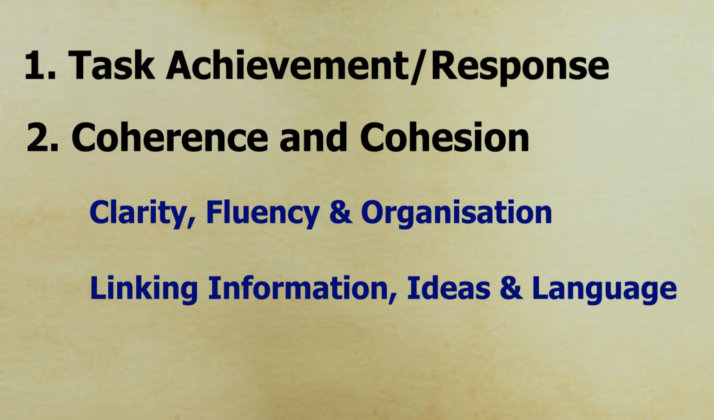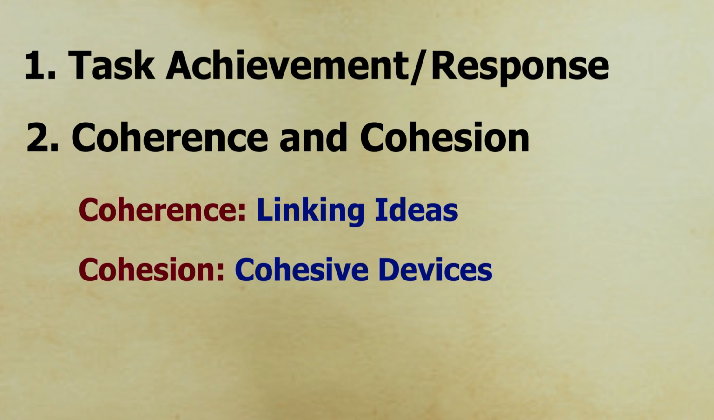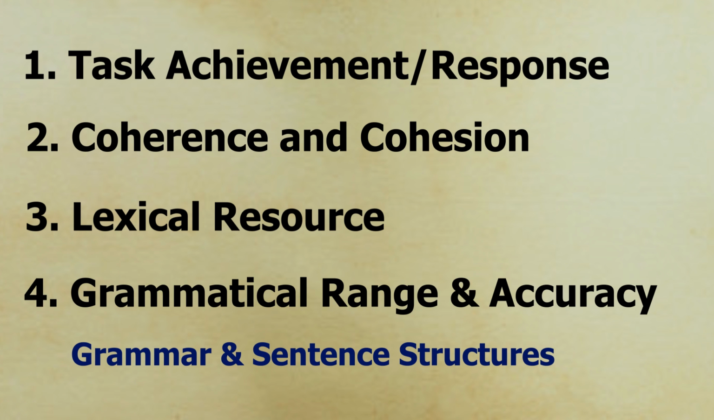Coherence refers to the linking of ideas through logical sequencing, while cohesion refers to the varied and appropriate use of cohesive devices. For example, logical connectors, linkers, pronouns, and conjunctions. While the lexical resource refers to the range of vocabulary used and its accuracy and appropriacy in terms of the specific task. And the final criterion is the grammatical range and accuracy, which refers to the range and accurate usage of grammar and sentence structures.